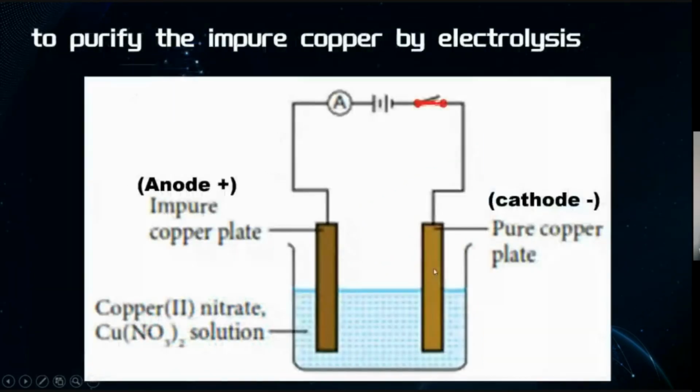Okay. Then purification. Again, you see here, if there is a switch, make sure that it is closed. It is closed. It cannot be open. So the pure copper or pure metal is put at the cathode, the shorter one. Then the impure copper, we put it at the anode, the longer one. Anode undergoes oxidation, cathode undergoes reduction.